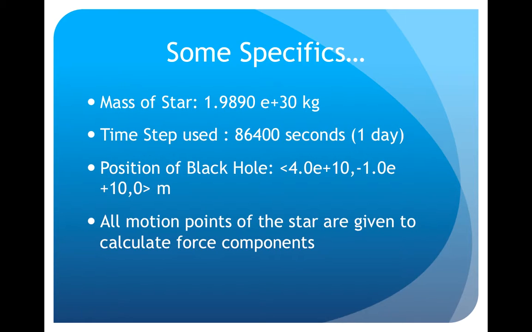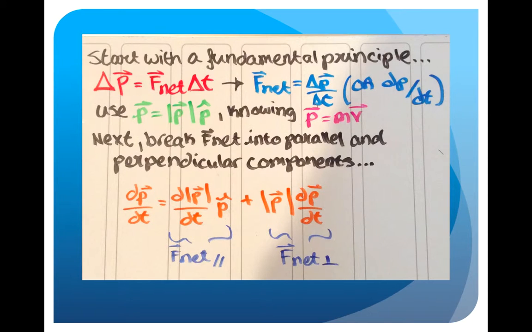We'll use these to calculate the changing velocity of the star, which will yield us a rate of change in momentum, which will yield the net force of the star. But first, we'll begin with Newton's second law, recognizing that net force is equal to change in momentum over delta t, or dp/dt, which we'll use in our VPython code later.